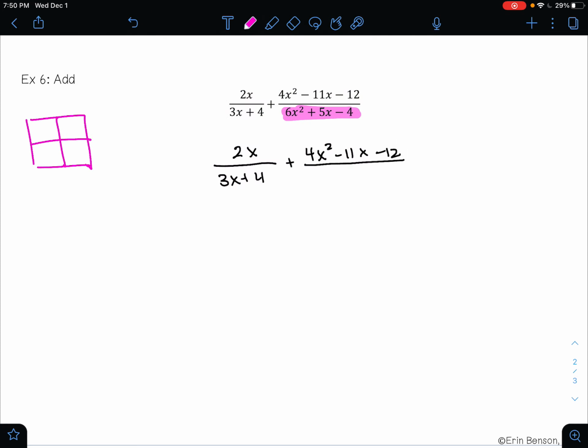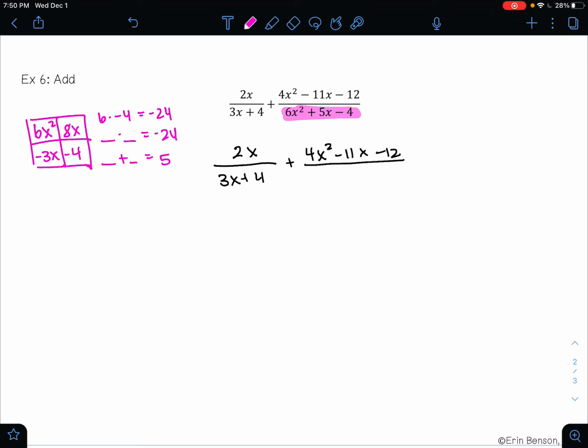First term goes in the first box, last term goes in the last box. You always want to multiply your first number by your last number. Here I'm looking for factors of negative 24 that add to 5. Those numbers are going to be positive 8 and negative 3.